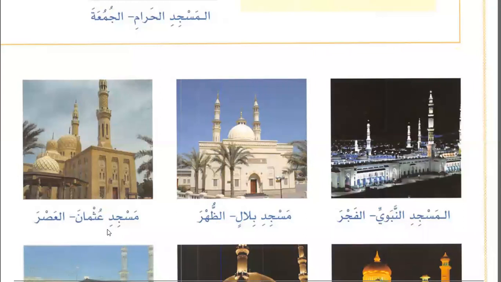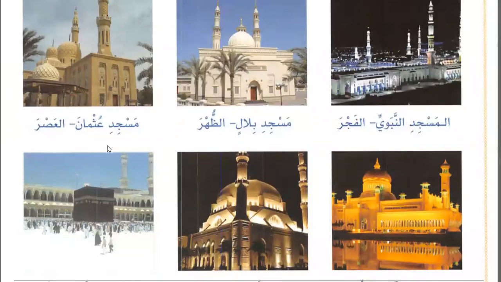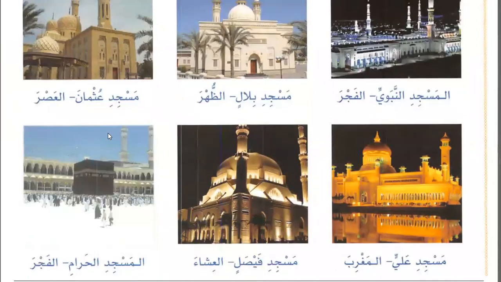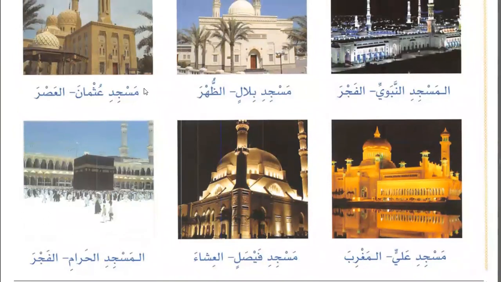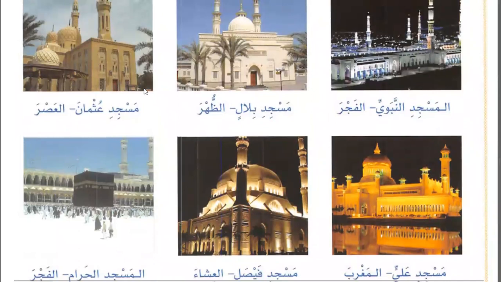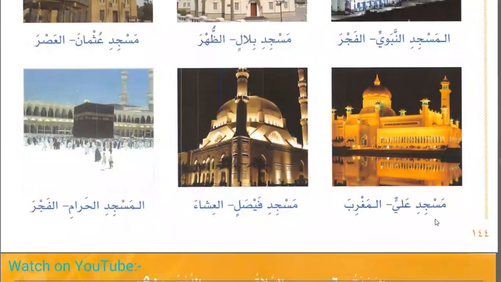Ila aina tadhhabu? Adhhabu ila al-masjid Uthman. Ila masjid Uthman, no alif lam. Adhhabu ila masjid Uthman. Limadha? Li usalli al-asr. Now, Miss Rahma, you are first student. You will ask the question.